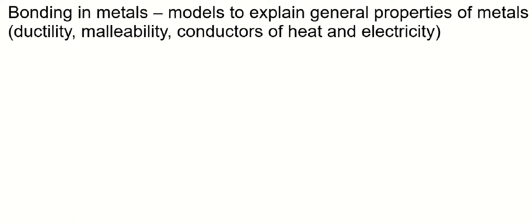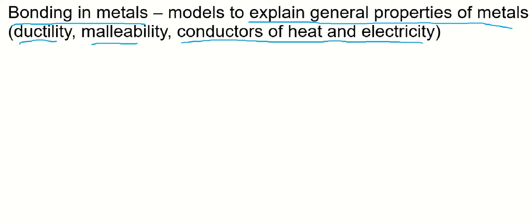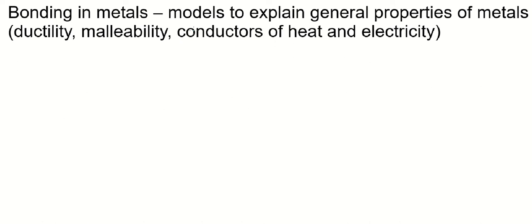Here's a recap of today's lesson where we discussed bonding in metals, and the reason for that discussion was to explain the general properties of metals, specifically ductility, malleability, and how metals are excellent conductors of heat and electricity. Now, there are many other properties, including the ones you said in class, such as metals being shiny and lustrous, but we're going to focus on these three.